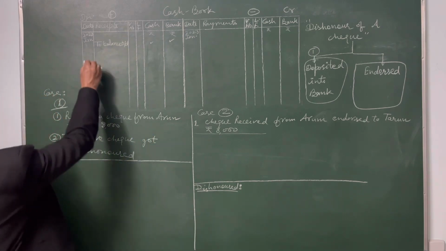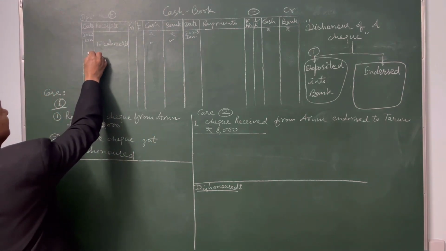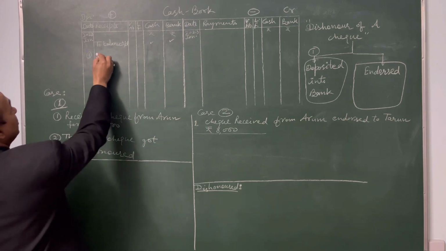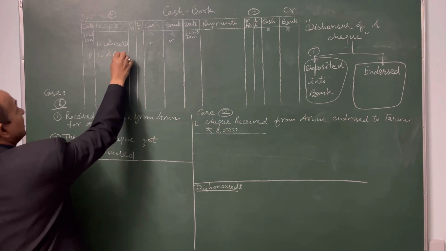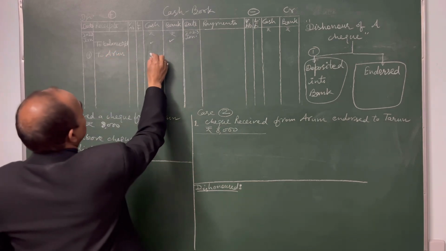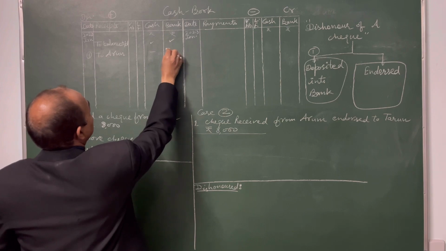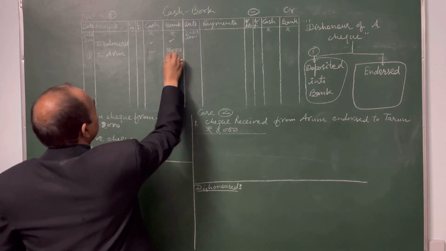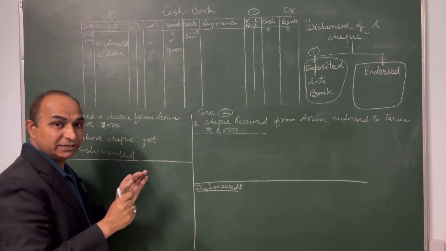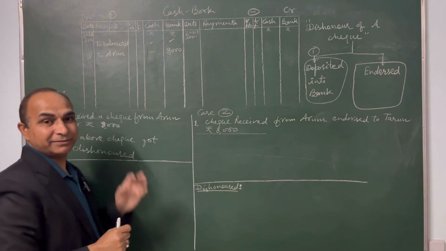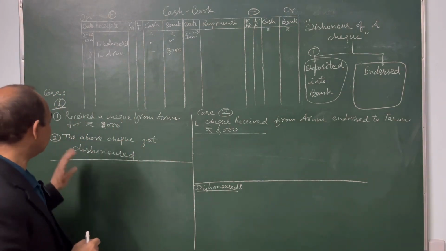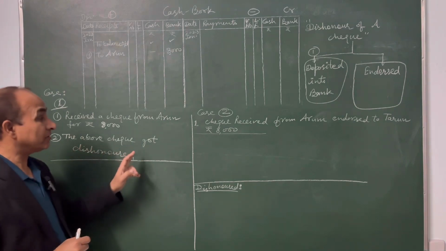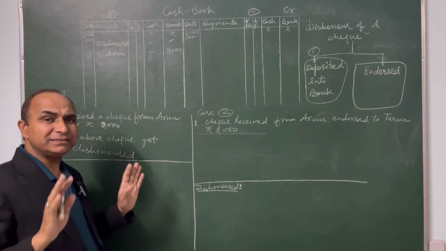So we record that on the debit side. See, date is not given, so we will write 1, 2, 3, 4 to Arun, and it will be recorded in the bank column 8,000 rupees. Check received, deposited into bank. Next day or after 2-3 days, we came to know that from the bank the check got dishonored. It's a very simple treatment.